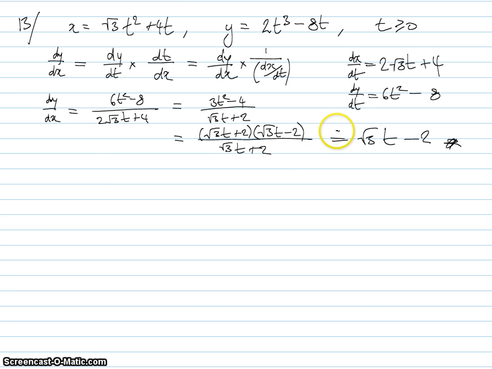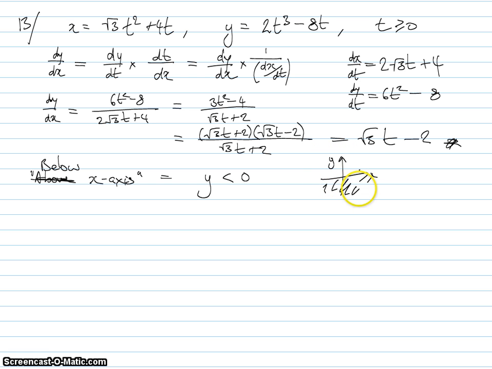So the second part asks us to find the values of t for which the curve lies below the x-axis. Below the x-axis translates to y being less than 0, right? Because if you think about our axes, here's our x-axis, here's our y-axis, this region under the x-axis is characterized by the fact that the y value is less than 0. It's a negative y value, right? So we just need to find the values of t for which y is less than 0.